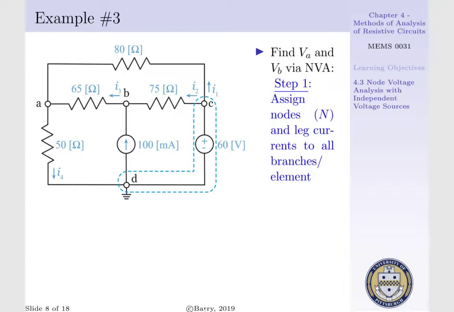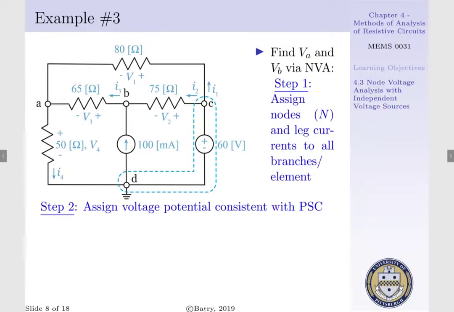designated as ground, as well as the leg currents, where I1 runs through our 80 ohm resistor between nodes C and A, I2 runs through a 75 ohm resistor between nodes C and B, I3 runs through a 65 ohm resistor between nodes B and A, and I4 runs through a 50 ohm resistor between nodes A and D. It is noted that node C exists at the positive terminal of our 60 volt source, where node D exists at the negative terminal of our 60 volt source.